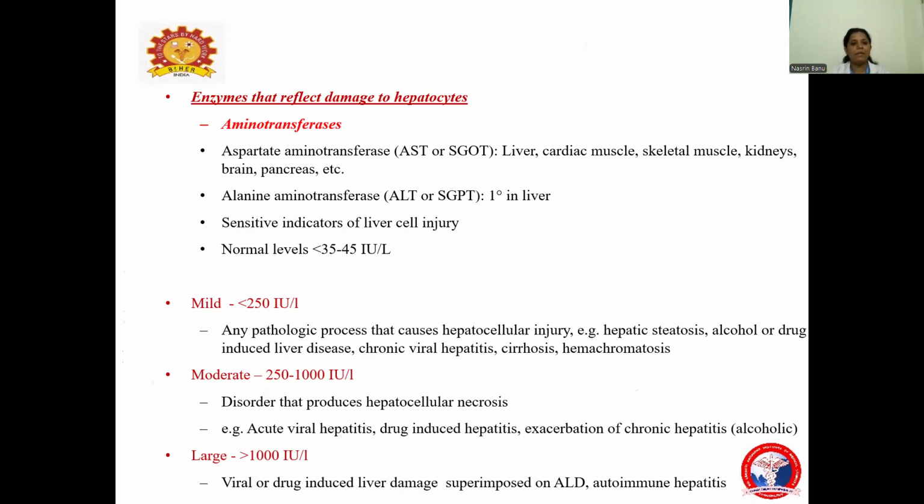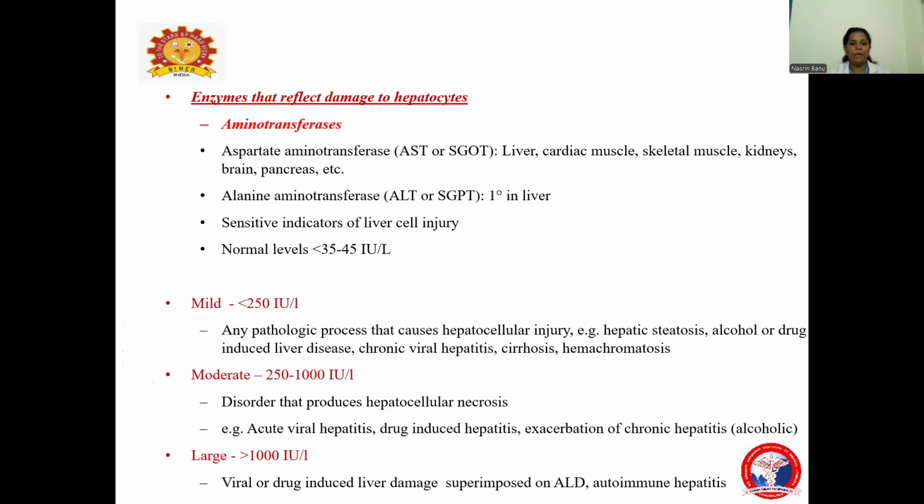Aminotransferases. Aspartate aminotransferase, that is AST or SGOT, is found in liver, cardiac muscle, skeletal muscle, kidneys, brain, pancreas, etc. Alanine aminotransferase, that is ALT or SGPT, is primarily produced in the liver. They are sensitive indicators of liver cell injury. The normal levels should be less than 35 to 45 international units per liter.